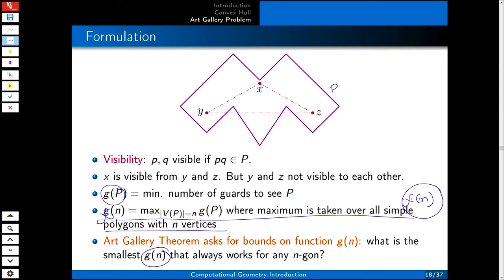n is possible? You think n is possible? Okay, let's see. I want to push it as small as possible. How many people believe that it's n? Raise your hand. With n guards, I can always cover any polygon with n vertices. Please raise your hand if you believe this. Okay. Let's see.